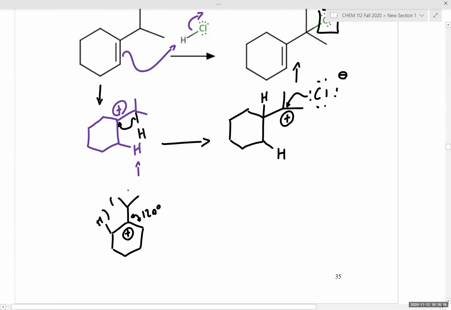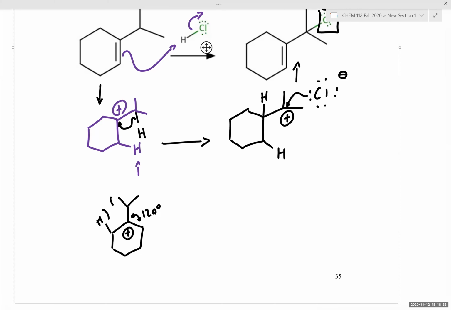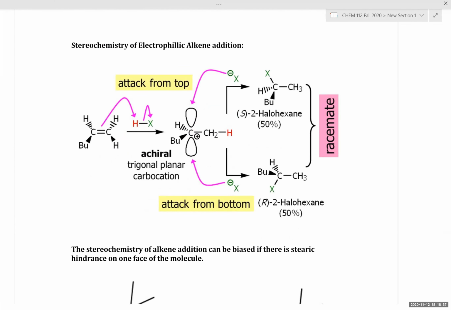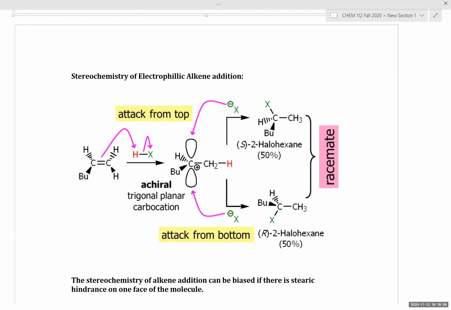Any other questions on this example where we've drawn two mechanisms incorporating electrophilic substitution and hydride shifts? Any questions? Okay, if not, let's keep going and let's talk a little bit about stereochemistry. Now, this is a big deal.